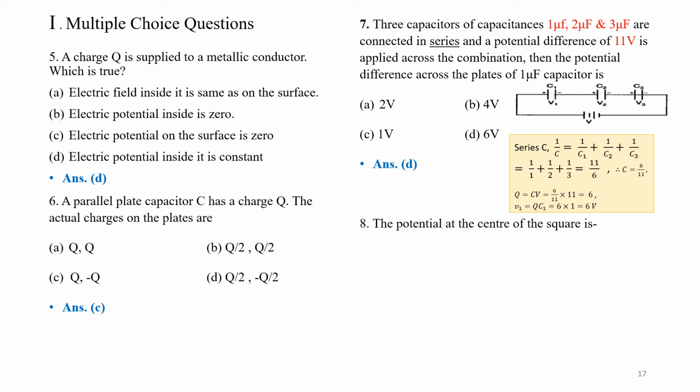Question number 8. Multiple choice question. The potential at the center of the square is, here you see there are 4 charges: plus Q, minus Q, plus Q, minus Q. These are symmetrical. Hence, plus Q and minus Q at the center it becomes 0, and here also 0. So therefore the potential at the center is 0.